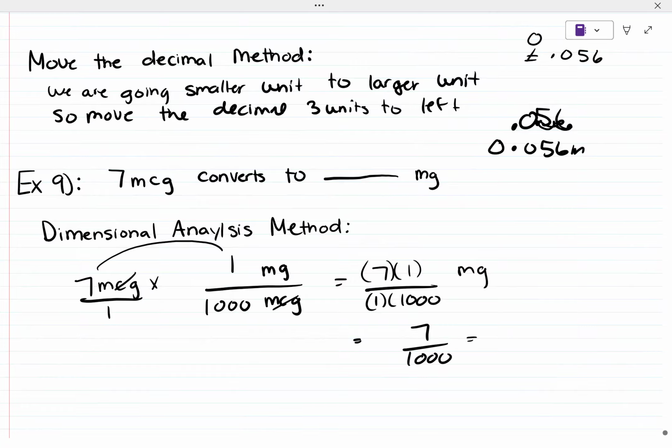And what's 7 divided by 1,000? It is 0.007, and then mg, so you must include the leading zero.